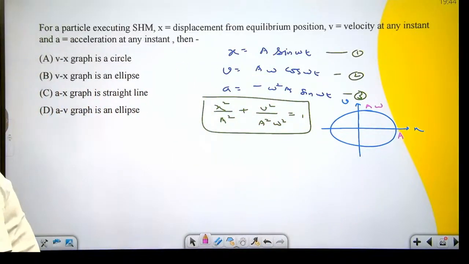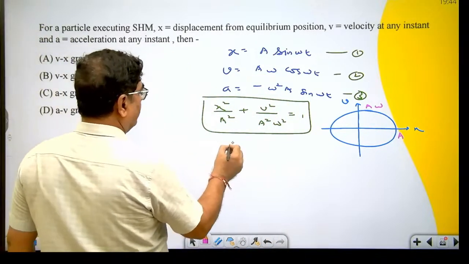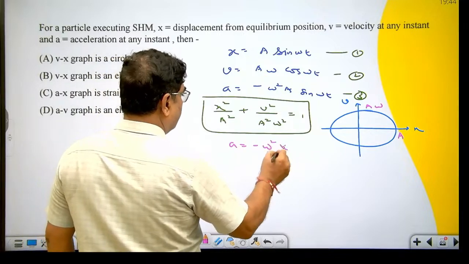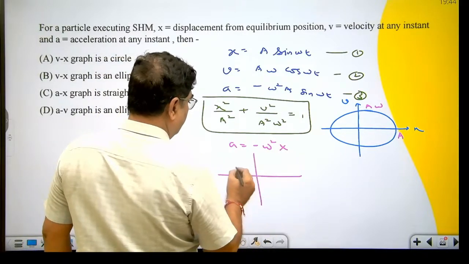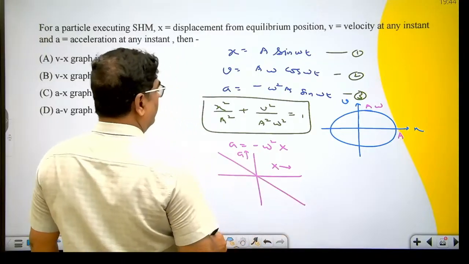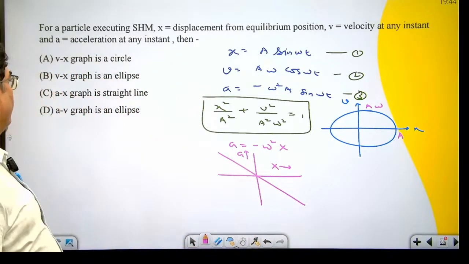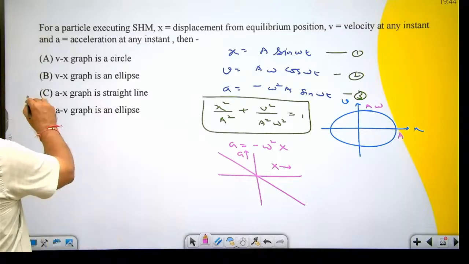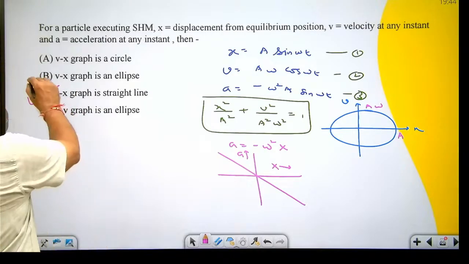And the graph between a and x. Dear student, acceleration equal to minus omega square x. So the graph between acceleration and displacement is a straight line having negative slope equal to omega square, okay. So the ax graph is a straight line, and the vx graph is an ellipse.